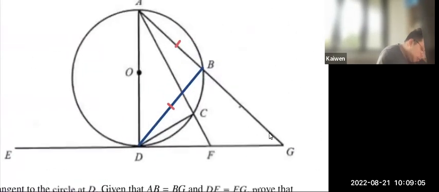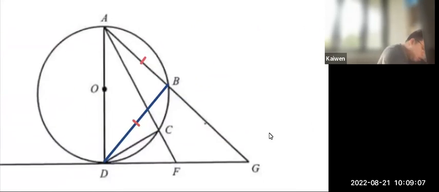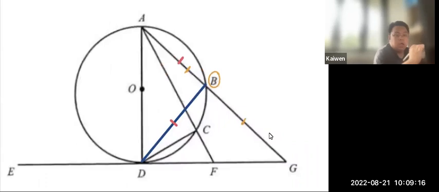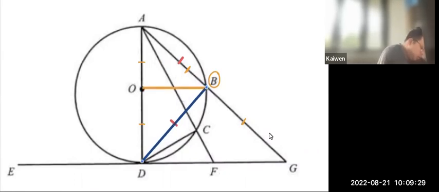We're going to apply this midpoint theorem here. So the first thing the question states is that AB is equal to BG. So these two lines are equal. Clearly, this is a midpoint. Looking at AOD, this is a radius, this is a radius. O is the center of the circle. Obviously, O is the midpoint. So this means that if I join OB, there is a midpoint. So this line here will be parallel to DG.